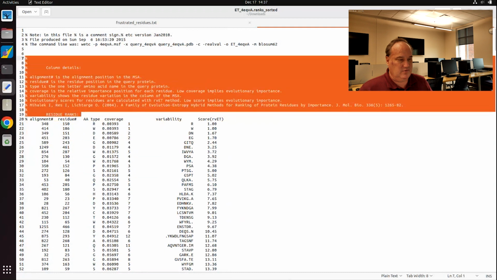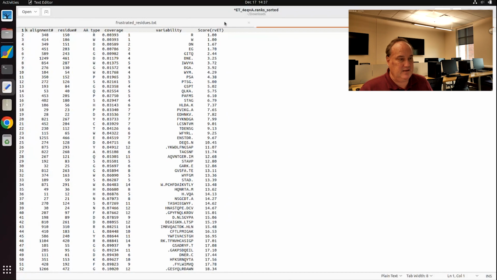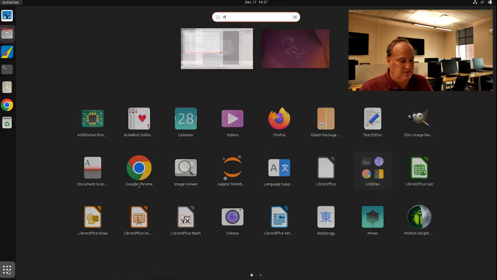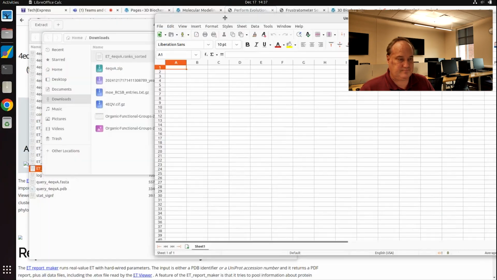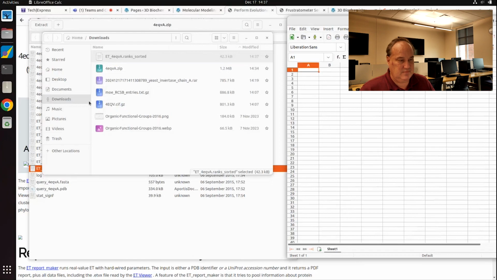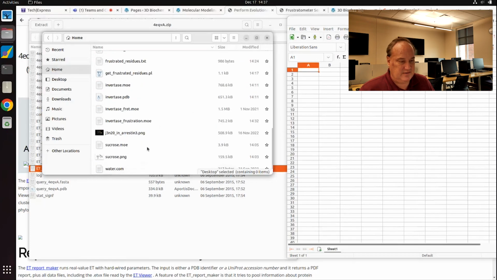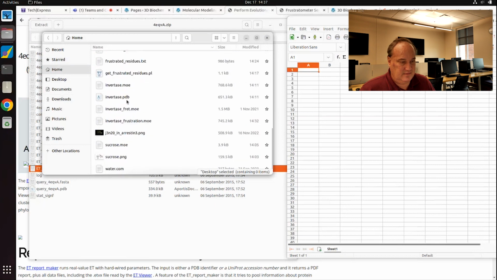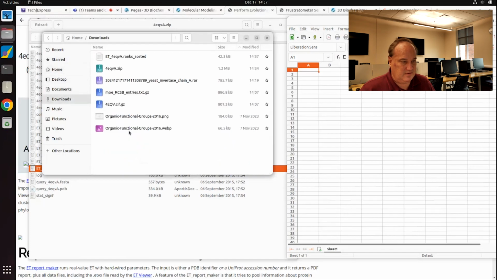What we can do is nuke this out of the way, save this, and then open it up in LibreOffice. There we go. I need to find my home directory again, and where's my ET? Maybe it is under downloads.